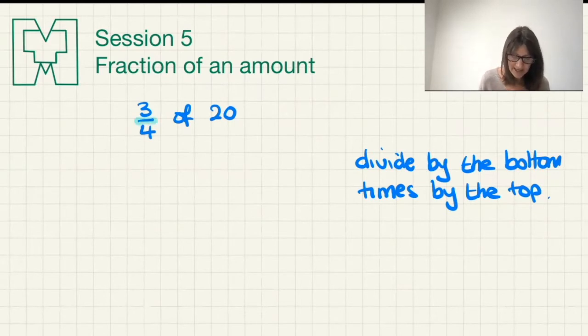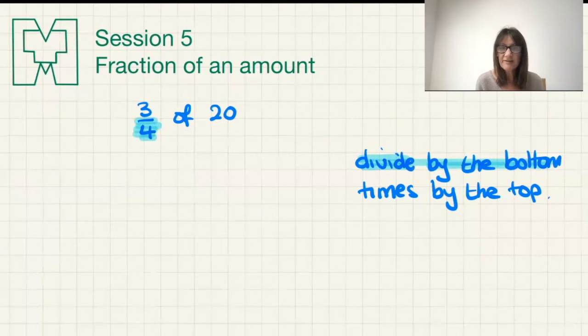The line here in a fraction means divide. So that's linked to that part of the method. It says divide by the bottom. Well, the bottom of the fraction is 4. So there it is. It's literally sitting there telling us what to do if you know how to spot it.